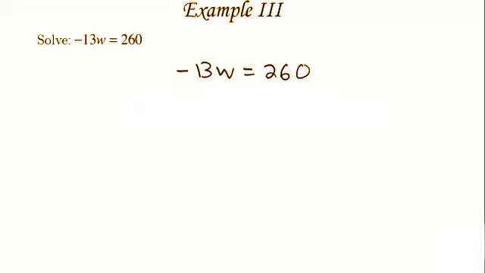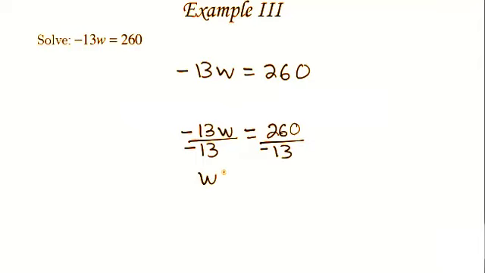So I have a negative 13, and in order to isolate the w, I need to divide both sides by negative 13. Minus 13w divided by negative 13 equals 260 divided by negative 13. And I look at the left side of the equation, and what happens is my negative 13's cancel out, giving me a w. And on the right side of the equation, 260 divided by negative 13 is actually negative 20.